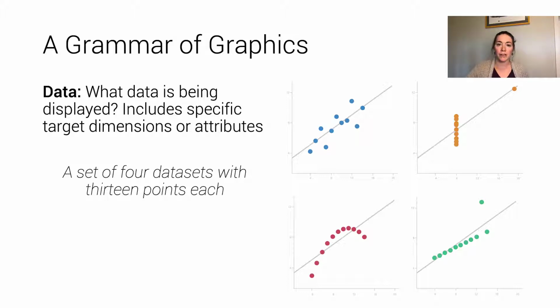So what I want to do next is I want to break down this set of 4 scatter plots that we have from our last lesson. If you recall, this is Anscombe's quartet, in terms of how we reason through these visualizations using the Grammar of Graphics. So we start with data, just simply what data is being displayed. It helps to be specific when you're thinking through and reasoning about the correct ways to understand and investigate a data set, about what are the specific target dimensions or attributes you're choosing to display. In the case of Anscombe's quartet, what we have is a set of 4 data sets with 13 points each, and each of these 13 points has an X and a Y dimension.